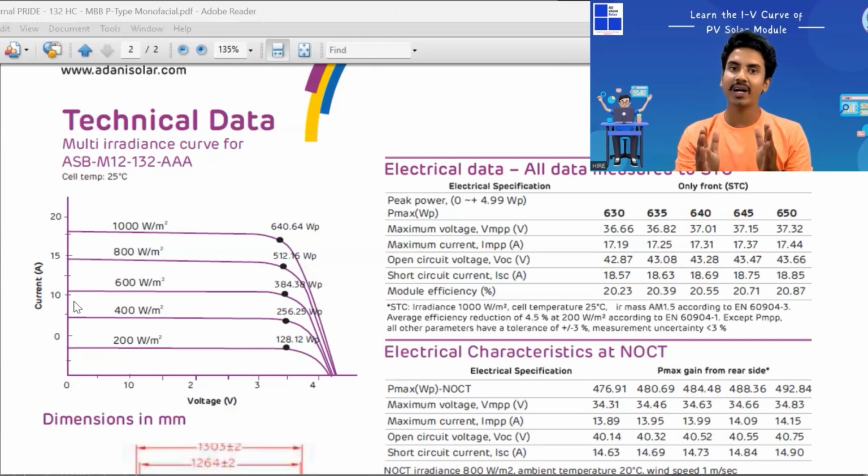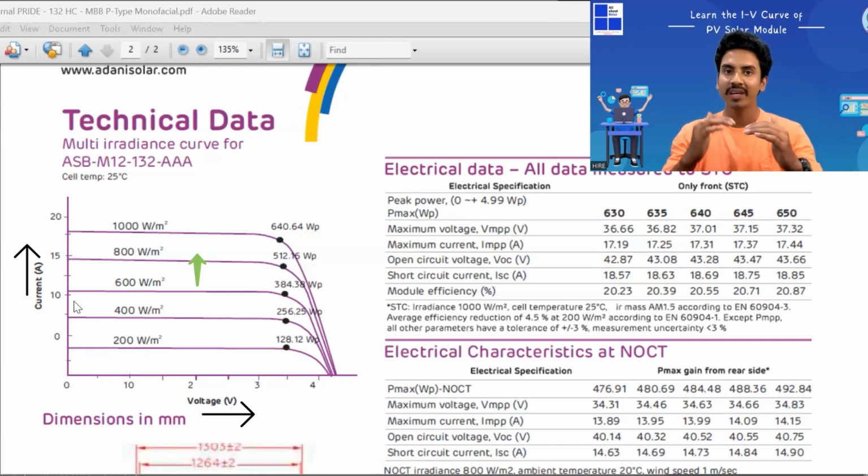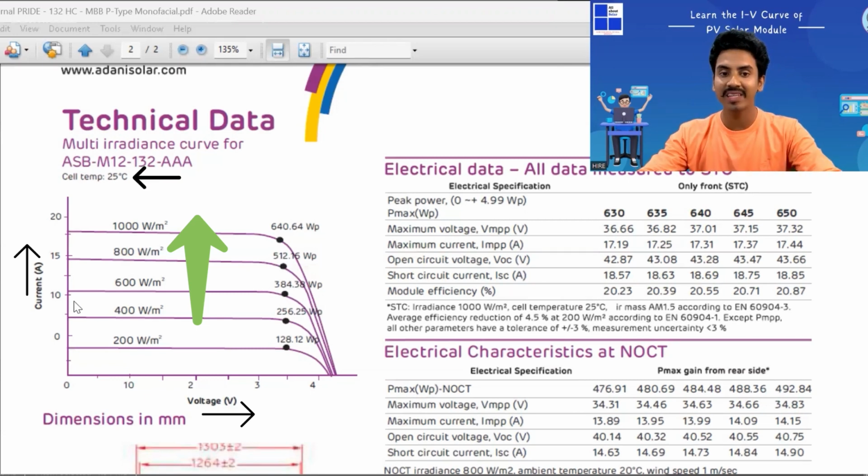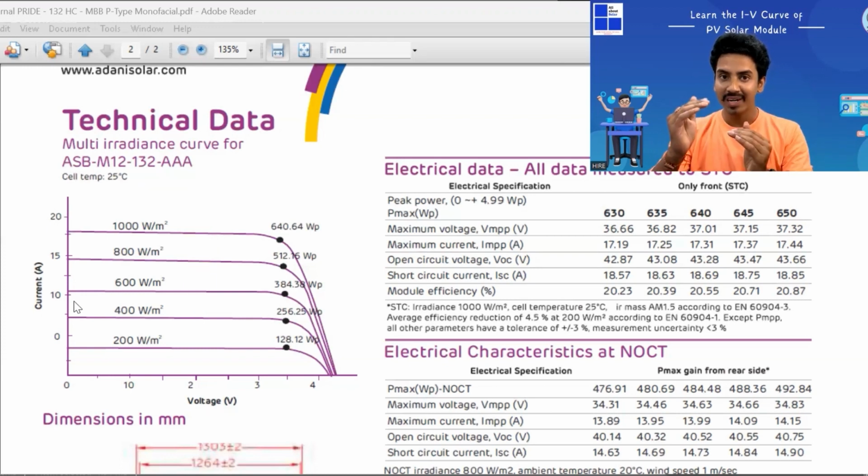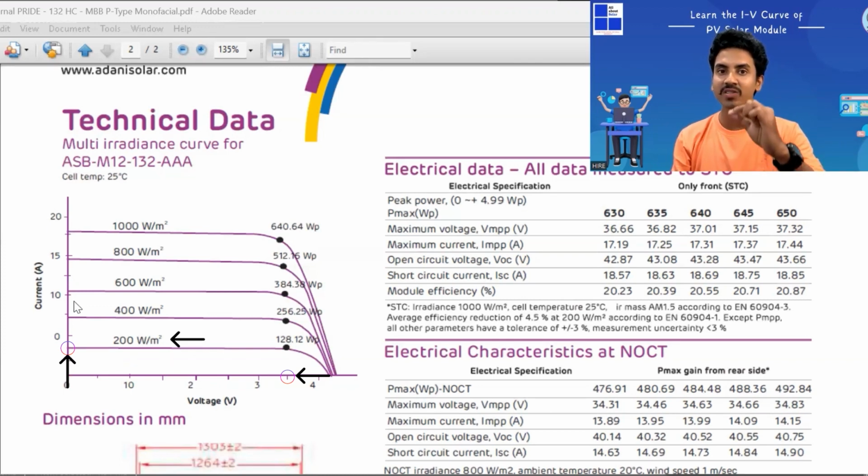Now, IV curve actually stands for VI characteristics of the solar module. VI characteristics mean voltage and current variation with the variation in solar irradiation. And here the cell temperature will be constant, which is 25 degrees centigrade. That means the STC condition, the standard test condition: if the cell temperature of the solar module is 25 degrees centigrade, then with a certain solar irradiation value, how much generation you will get, that is the basic meaning of the IV curve. What will be the voltage and what will be the current at different solar irradiation.